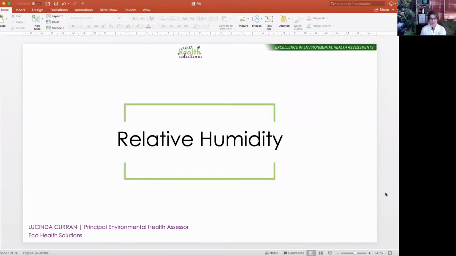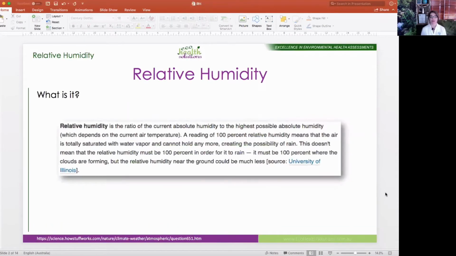So relative humidity, I always like to start with a definition. Relative humidity is the ratio of current absolute humidity to the highest possible absolute humidity, which depends on the current air temperature. So simply put, we're talking about a way to measure the moisture that's in the air, but it depends on what the temperature is. That's why it's called relative, because it's relative to the actual temperature.